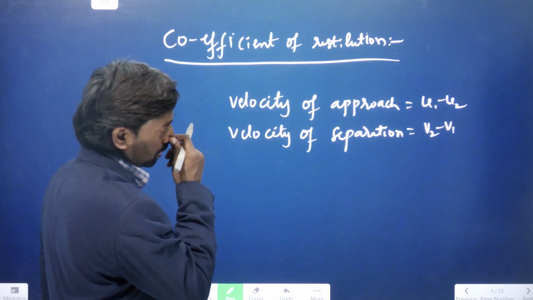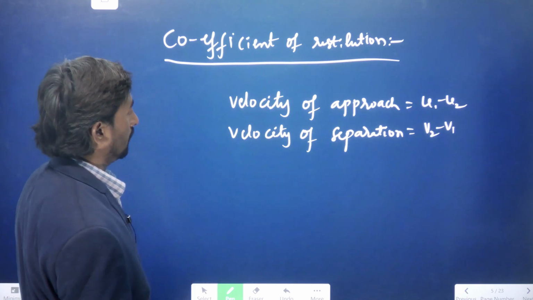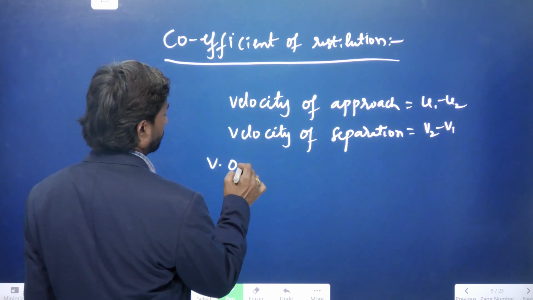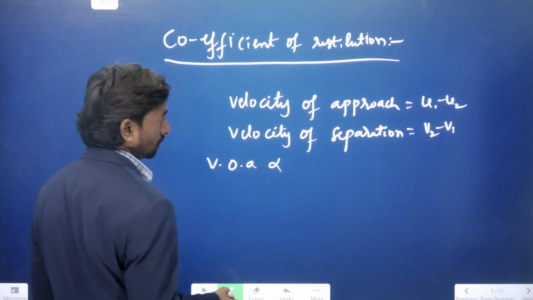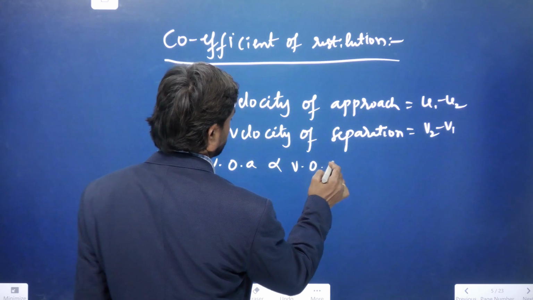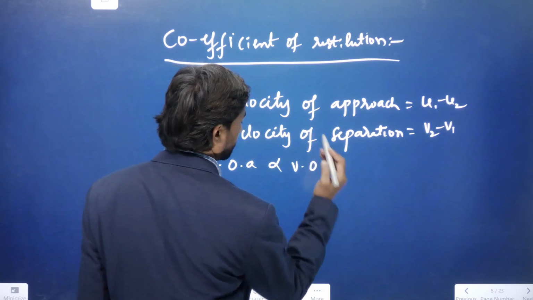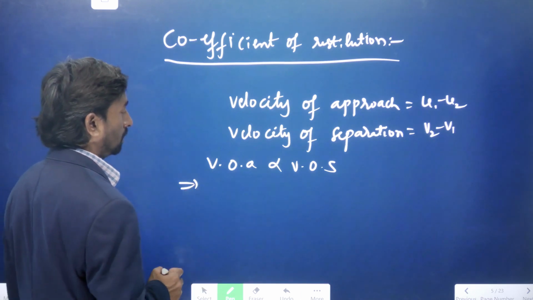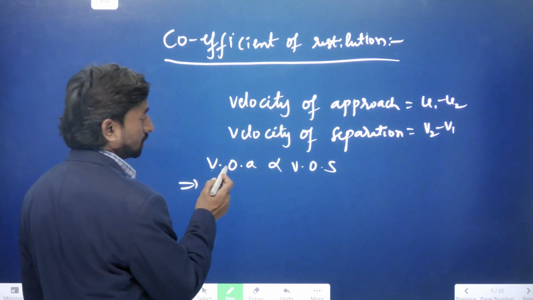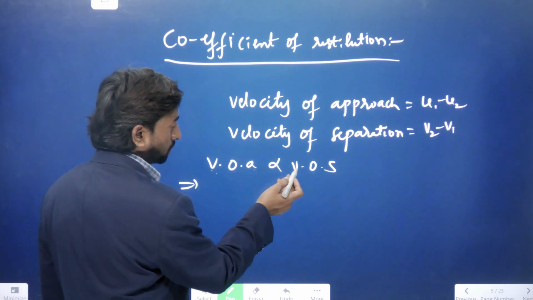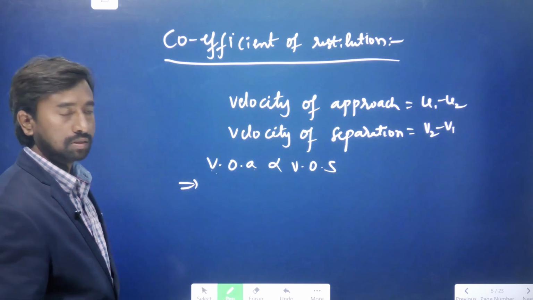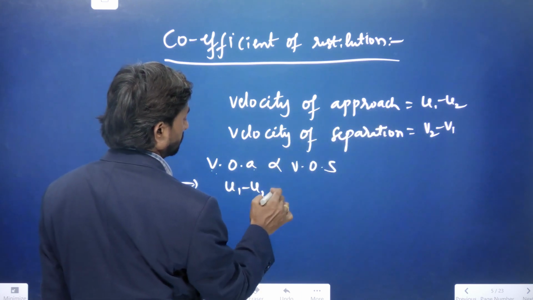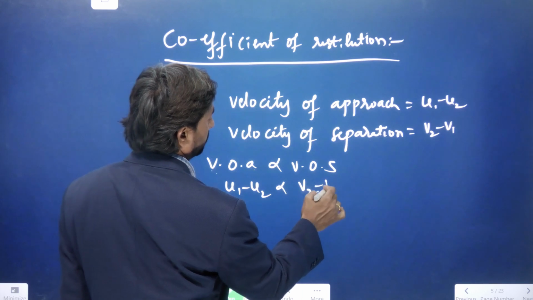So here we can say that the velocity of separation is directly proportional to the velocity of approach. If you remove this proportionality, we will get a constant. The velocity of approach, u1 minus u2, is directly proportional to the velocity of separation, v2 minus v1.